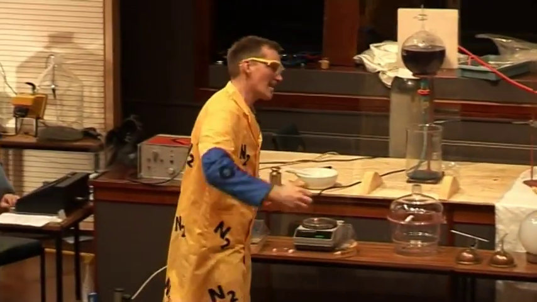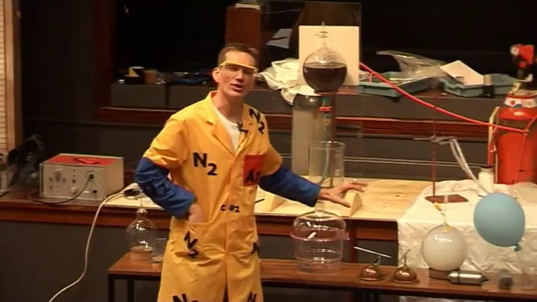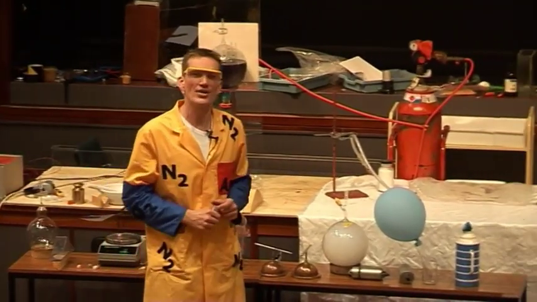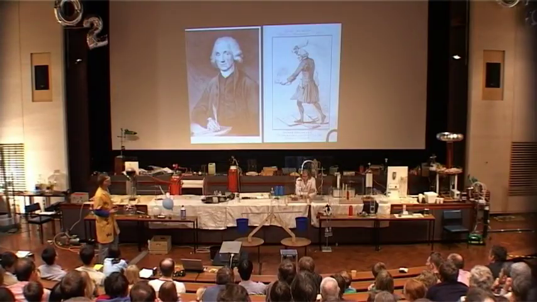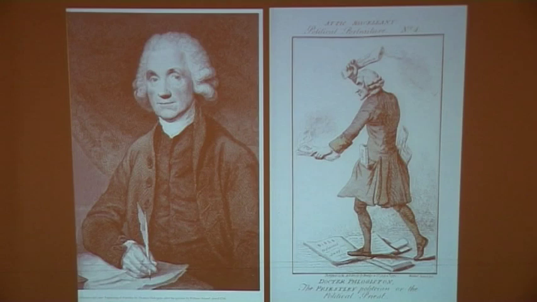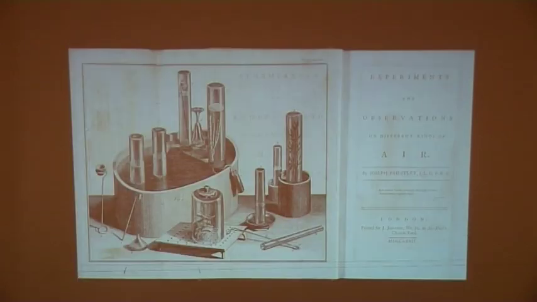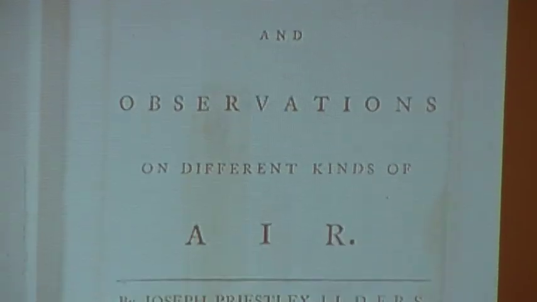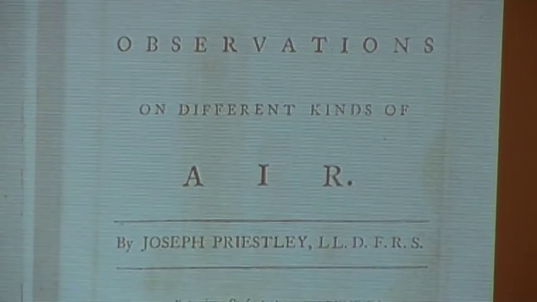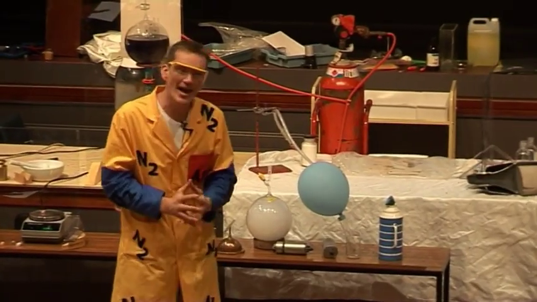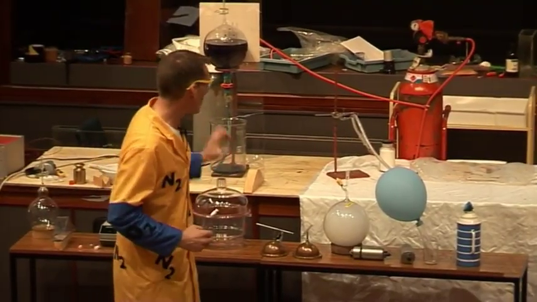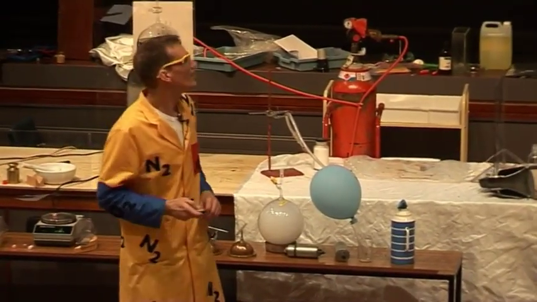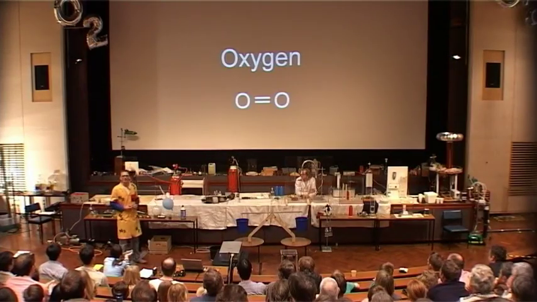So as the air came into the flask, it reacted with the phosphorus. Now, it's actually just one part of the air that was reacting there, and this part was discovered by this man here, Joseph Priestley, around the late 1700s. Well, he wrote a book called Experiments and Observations on Different Kinds of Air. Well, now we probably wouldn't say different kinds of air. We would say experiments and observations on different gases. And this is one of the gases. The gas that he discovered here is the first one we're going to be looking at, and that's oxygen.